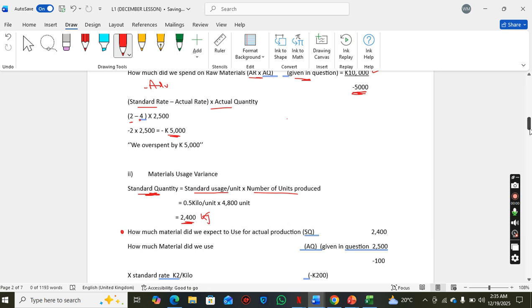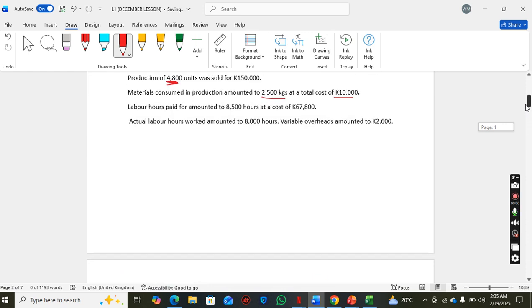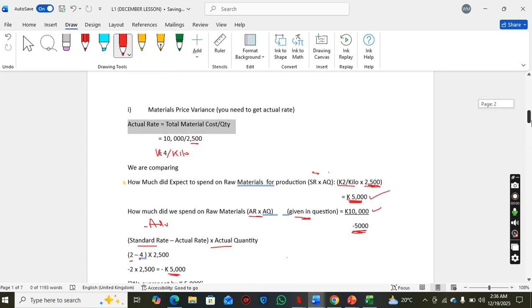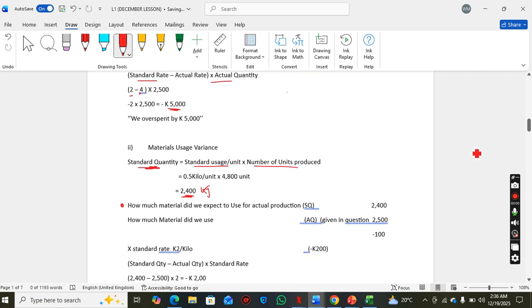For these 4,800 units we produced, we expected to use 2,400 kg. But in our question here, it tells us that we used materials which amounted to 2,500 kg. So we used more than we planned for. How much material did we use? It's already been given to us, 2,500. So 2,400 minus 2,500 is negative 100. We used 100 more kg than we planned to use.